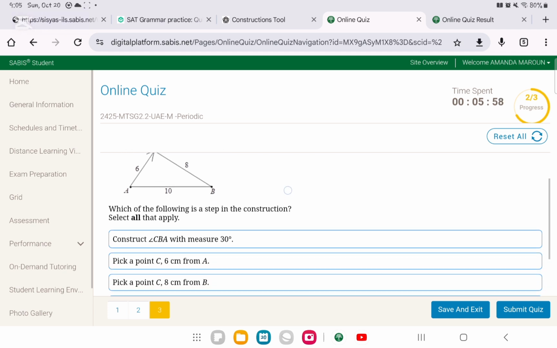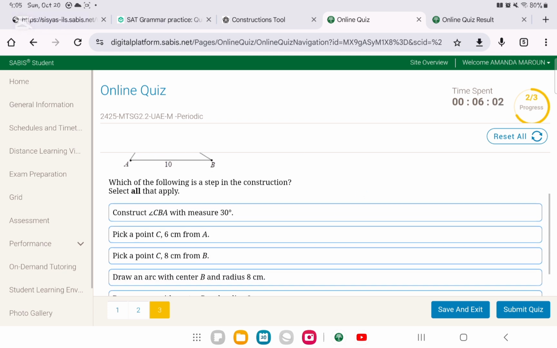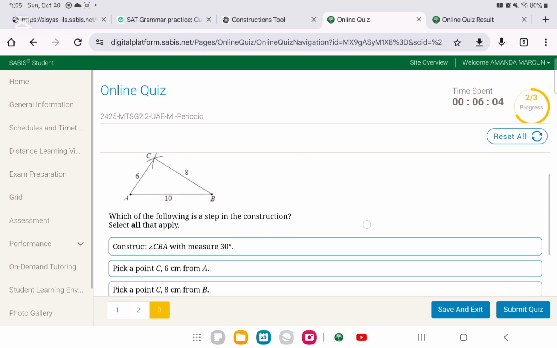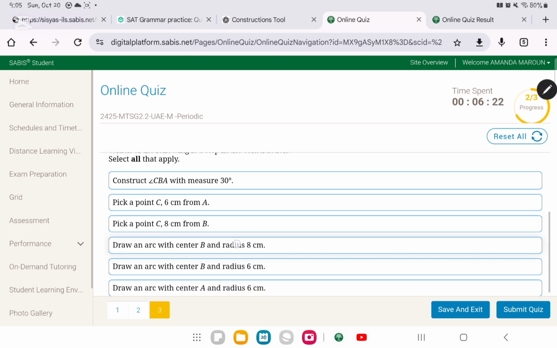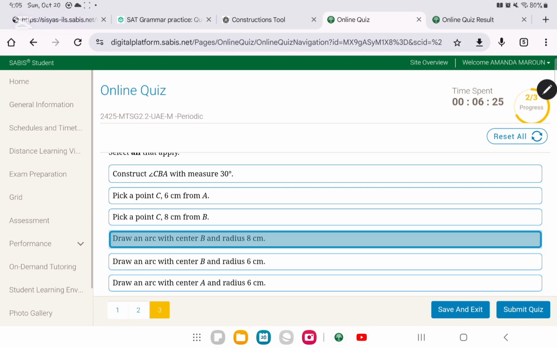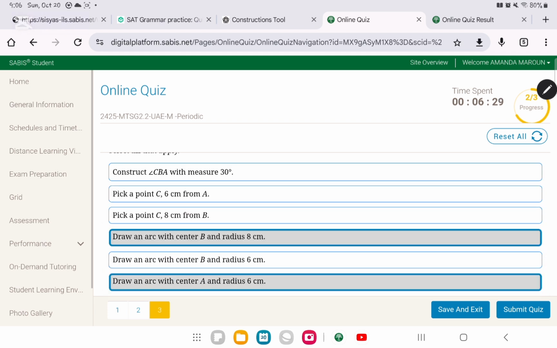So definitely, we're not going to use any angles. We're not going to pick a random point C because we don't know exactly where, like we can put it 6 centimeters, but we don't know if the other one is going to be exactly 8 centimeters. Or we can put it directly 8 centimeters, and we won't know if this one is going to be exactly 6 centimeters. For them to be exactly 6 and 8 centimeters, what are we going to do? We draw an arc with center B and radius 8 centimeters, and draw an arc with center A and radius 6 centimeters.